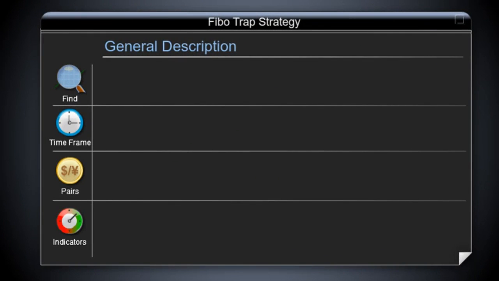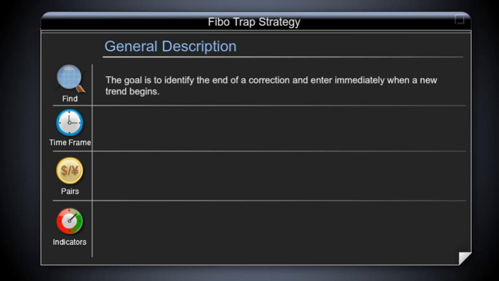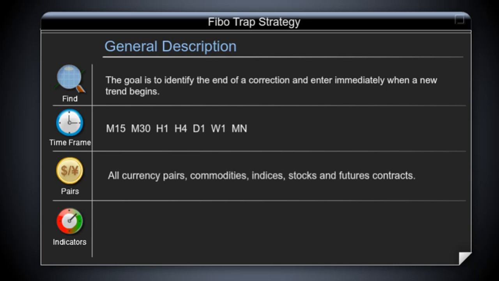The Fibo trap strategy is a reverse strategy whose goal is to identify the end of a correction and enter immediately when a new trend begins. This strategy is suited for time frames of 15 minutes and up, where the bigger the time frame, the higher the level of precision. This strategy is suitable for all currency pairs, commodities, indexes, stocks, and futures contracts.